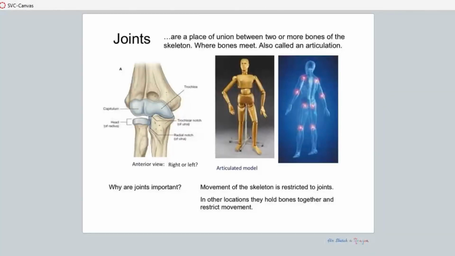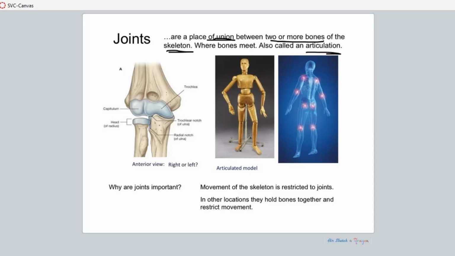Okay, so what I want to talk about today are joints, the type that we find in the skeleton. And so joints are a place of union between two or more bones of the skeleton. They're where two bones meet, basically. And we also call these an articulation.